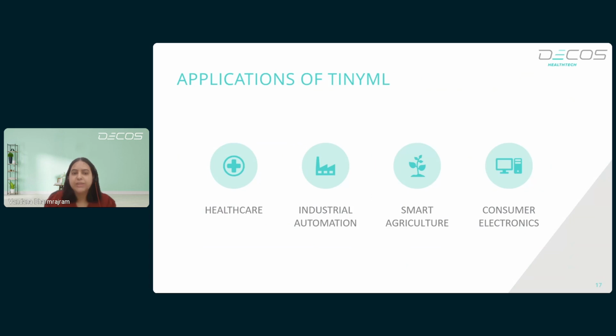Next application is consumer electronics. In smart homes, sensors and cameras can use TinyML to detect patterns such as movement or voice commands without sending data to the cloud. This allows faster, real-time response in applications like smart lighting, thermostats, and security systems.